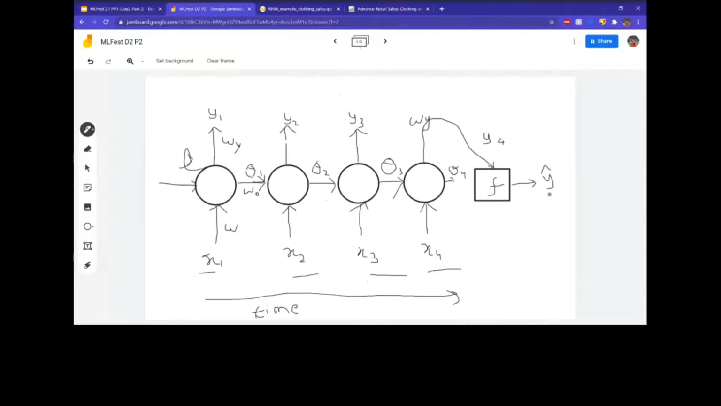Like you saw in the CNN as well, after going through all the convolutions, you flatten the image and pass it into a dense layer. Similarly, you have to do the same thing over here. So this is the dense layer right here, and you get the final output as y hat or y cap, or whatever you want to call it. So this is our neuron L.